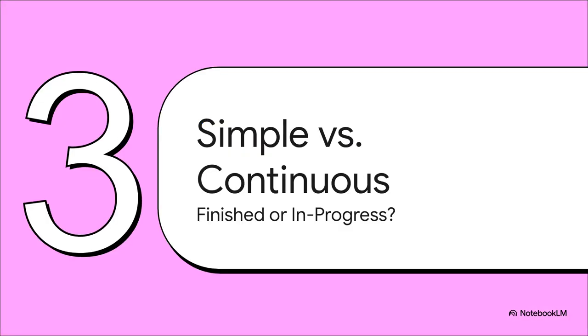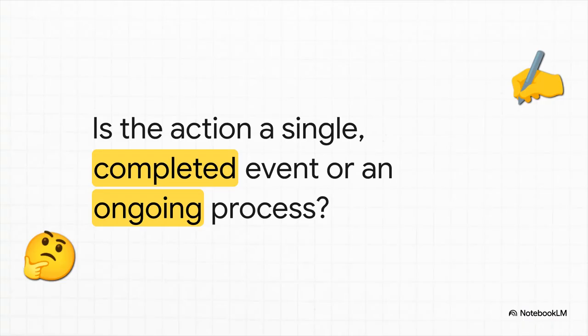Okay, next puzzle. You're telling a story about the past. Do you say, I walked or I was walking? Let's break down the difference between those simple and continuous forms. Here's the secret. All you have to do is ask yourself this one simple question. Is the action I'm describing a single, finished thing, or was it an ongoing process? Answering that will guide you to the right tense pretty much every time.